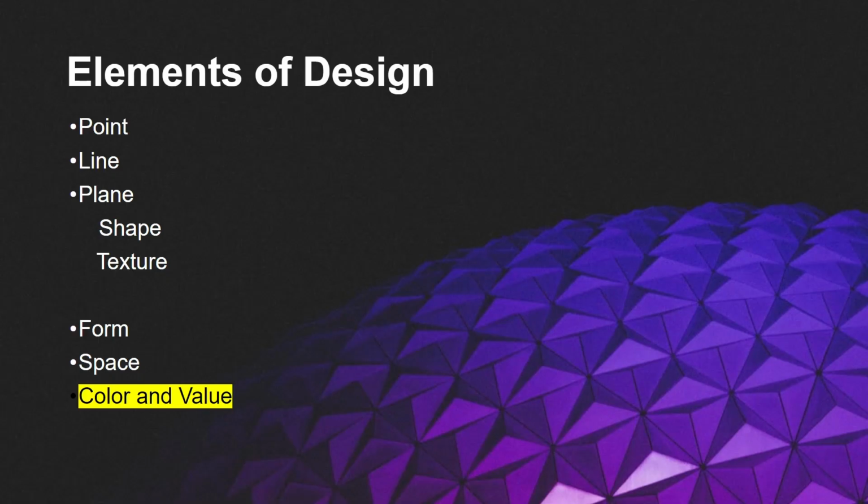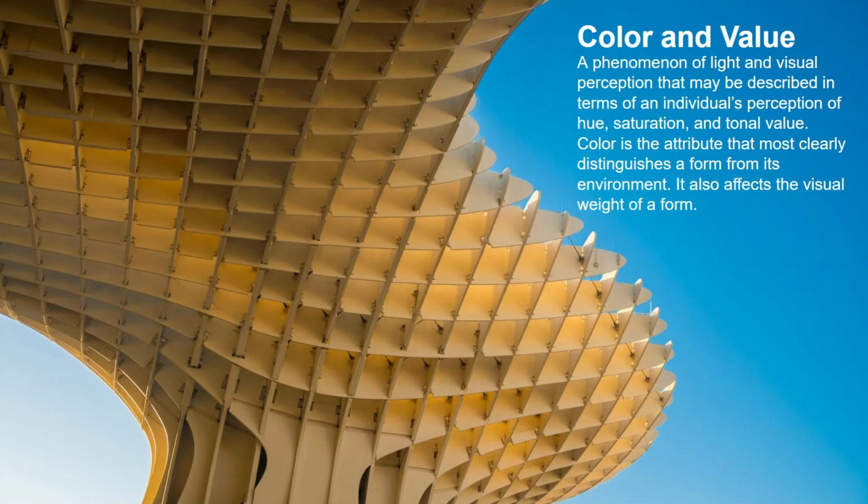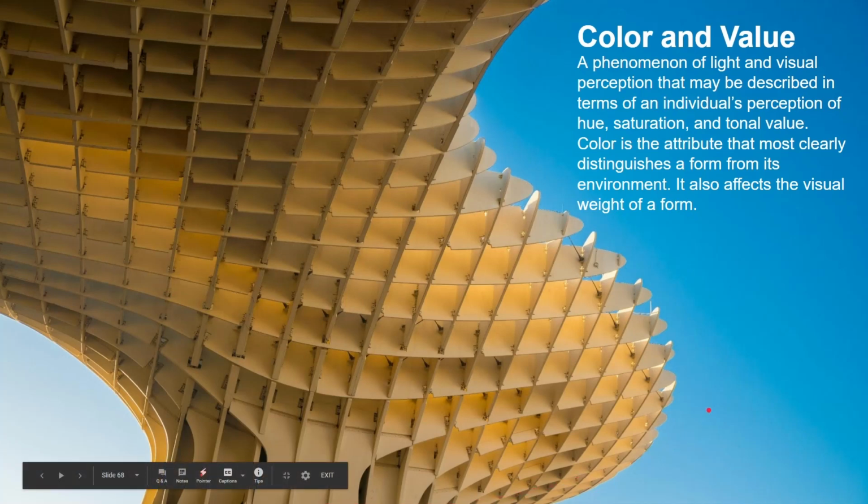the adjacent buildings around it. Okay. So lastly, we have color and value. Color and value is a phenomenon of light and visual perception that may be experienced in terms of an individual's perception of hue, saturation, and tonal value. So, color is the attribute that most clearly distinguishes a form from its environment. It also affects the visual weight of a form.